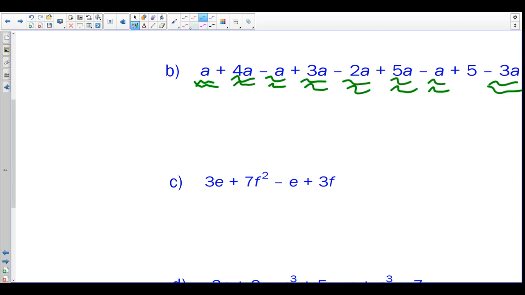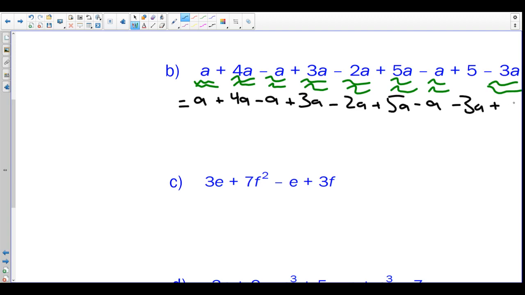Tricky, tricky. So we're going to put all the terms with a in them together. So we have to rewrite that all out. So that's a plus 4a minus a plus 3a minus 2a plus 5a minus a minus 3a, and put the plus 5 on the end.